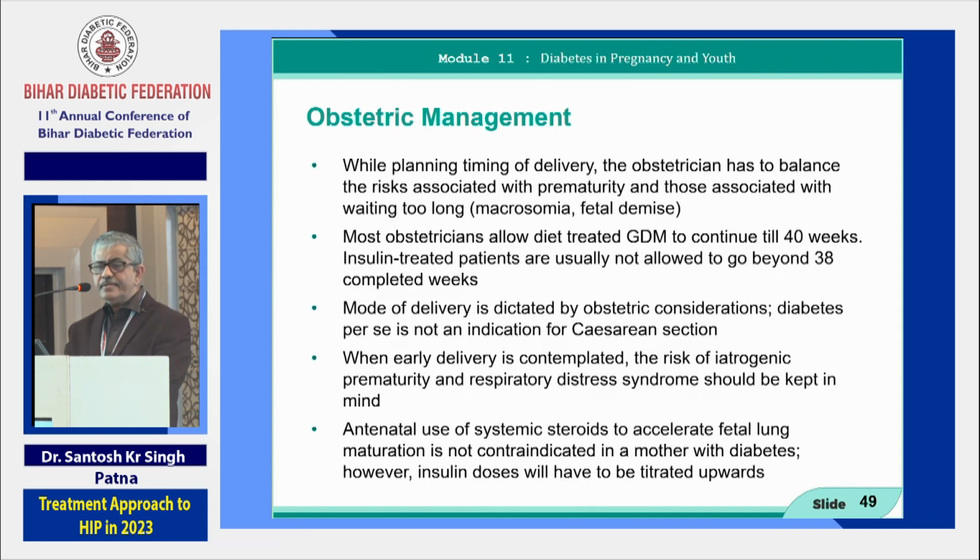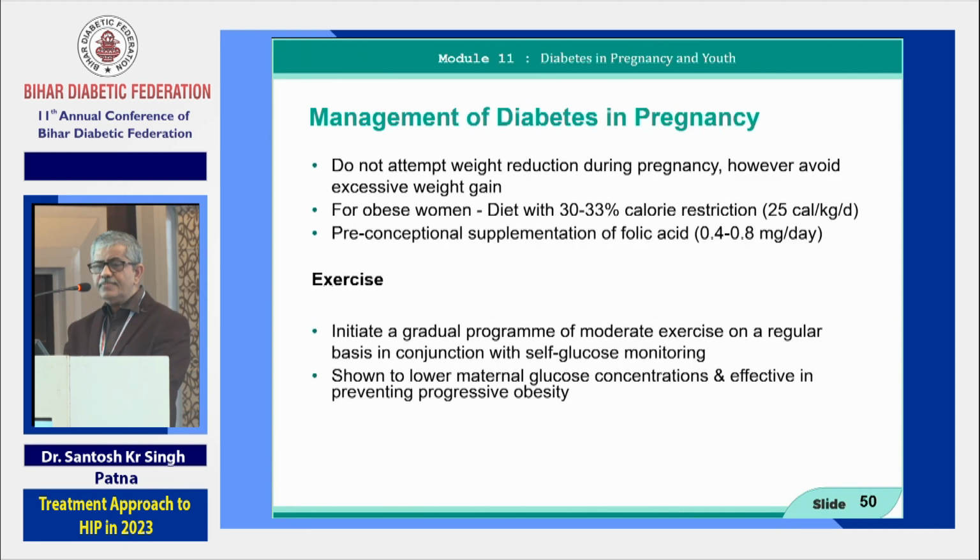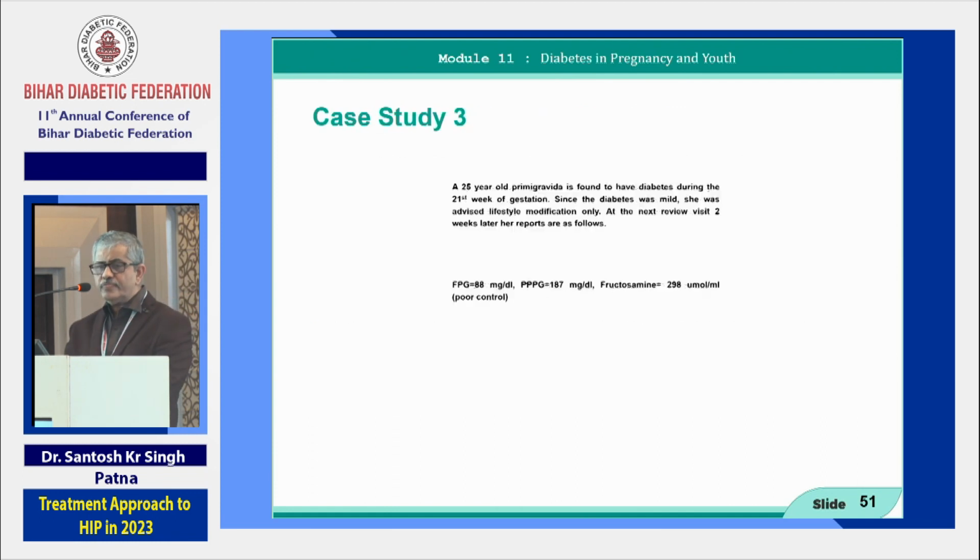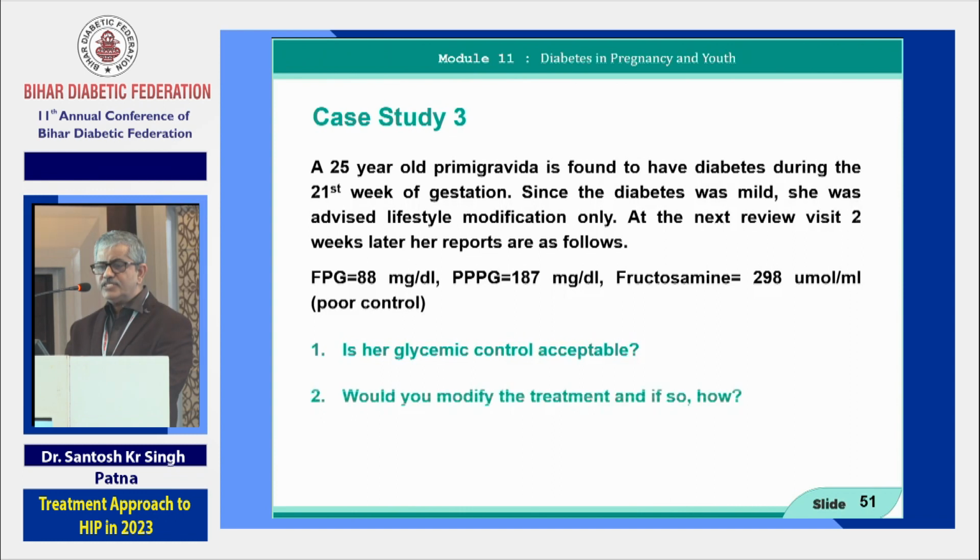Obstetric management during labor: they do not attempt weight reduction during pregnancy. This is very important. We don't want to have excess weight, but we don't ask to reduce weight further. Diet with 33% calorie restriction is sufficient for obese women. And if you remember the weight gain, it is 11 to 16 kg, and less than 11 kg in patients who are obese, overweight, and underweight. Okay? So exercise program we talked about, with the consent of the obstetrician.